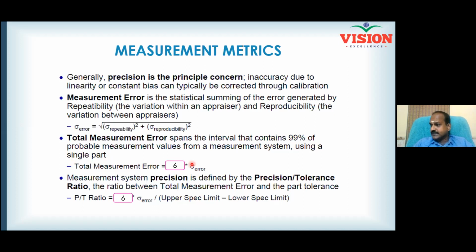Similarly, when you have measurement error, I need a denominator. The denominator is always the tolerance. Tolerance is the difference between the upper specification limit and the lower specification limit. So error in the numerator, tolerance in the denominator. The error in the numerator is called precision error. The denominator is tolerance. And so the ratio is called precision tolerance ratio. All of you understand what is precision tolerance ratio?